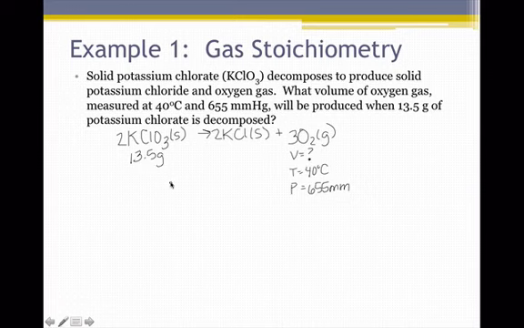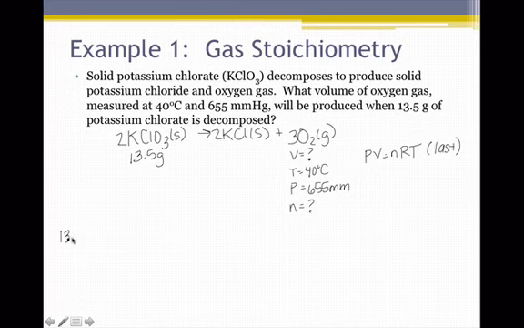Now when I'm doing this, I need to stop for a second and look, when am I going to be using PV equals nRT? I'm going to be using PV equals nRT after I find my moles of oxygen, because if I plug in moles of potassium chlorate, I'm going to get the volume of potassium chlorate out, which will not be the right answer. So I'm going to use PV equals nRT last, because I've got to do my stoichiometry first to go from the potassium chlorate to the oxygen gas.